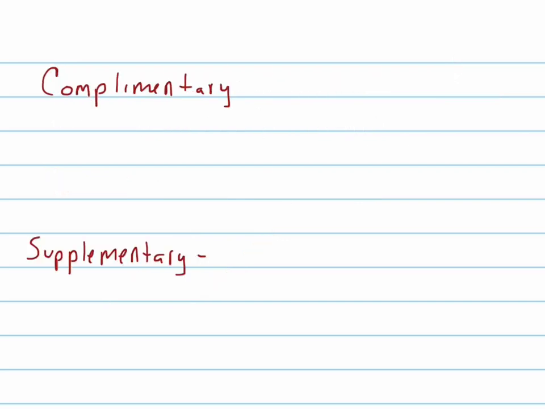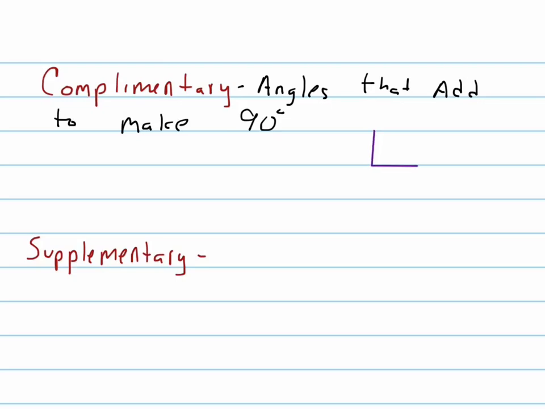Complementary angles are angles that add to make 90 degrees. Alright, so two complementary angles add to make this L. Alright, so that's how you know that it's complementary.